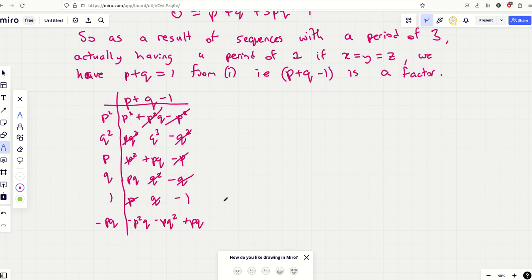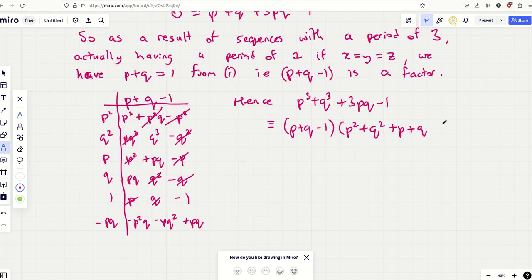Yeah? Okay, and then look at that. I've got a pq, a pq, and pq, which is my 3pq. So I've correctly factorised it. Hence, p cubed plus q cubed plus 3pq minus 1 is actually identical to p plus q minus 1 multiplied by p squared plus q squared plus p plus q plus 1 minus pq. Cool.